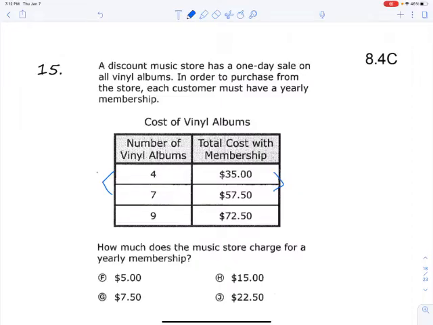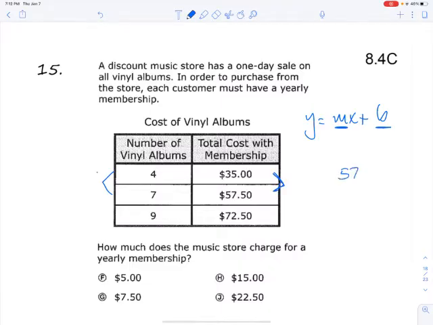Okay, so in this particular problem, we got y is equal to mx plus b. Well, this m is going to be the amount per album, but this b is going to be the amount for the membership fee. Okay, so the first thing we have to do is find our slope in order to determine this. So we're going to find our pattern on the left.